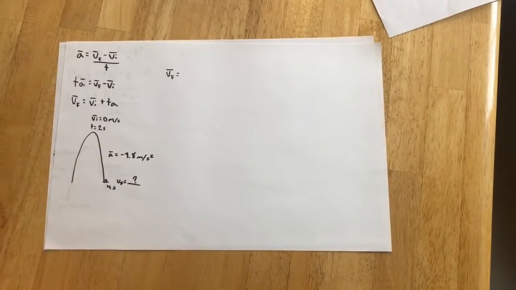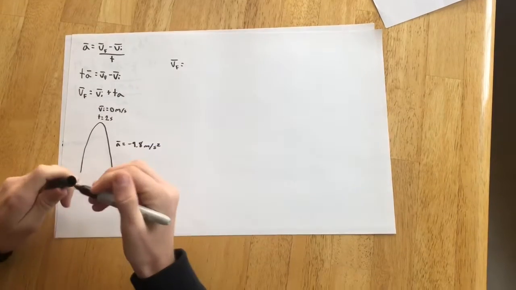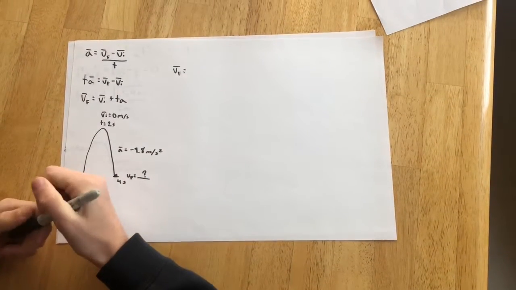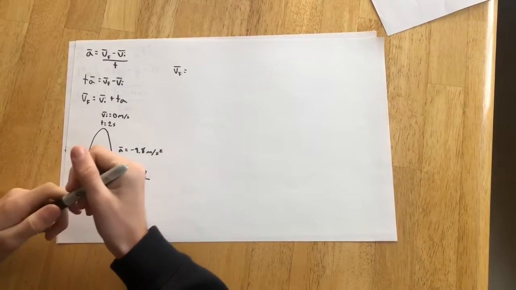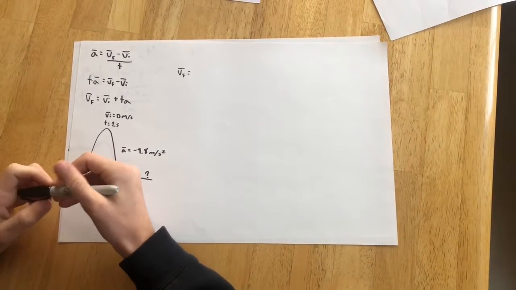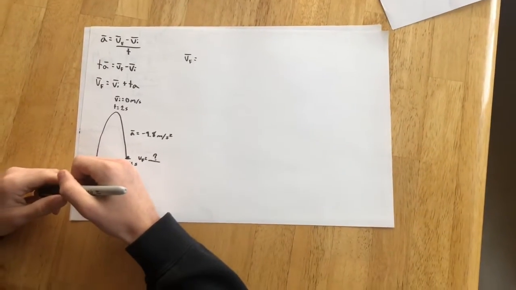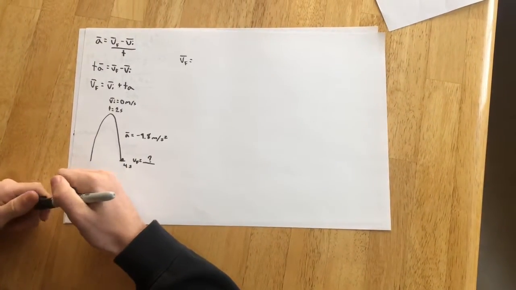Now we're going to find the final velocity just before the rocket touches the ground. So that'd be like right around here. To do this, we're going to use the acceleration equation, which is acceleration equals final velocity minus initial velocity divided by time. Using simple algebra, we're going to rewrite this to final velocity equals initial velocity plus time times acceleration.